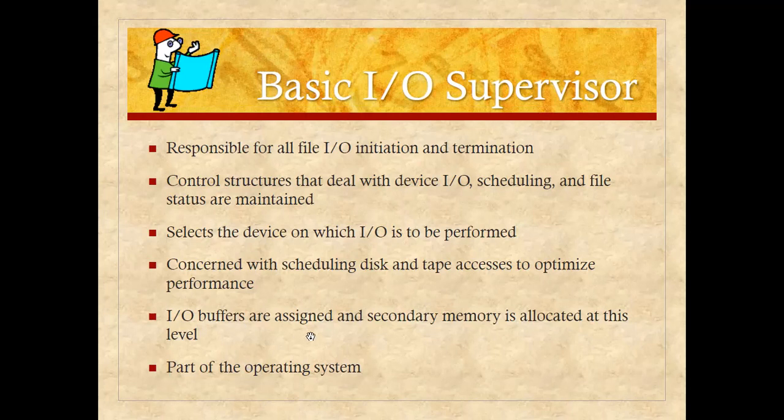IO buffers are assigned and secondary memory is allocated at this level. IO buffers means some memory locations will be there so that you can copy your data into that buffer, and further this buffer will be loaded to your RAM. It's a part of the operating system again.